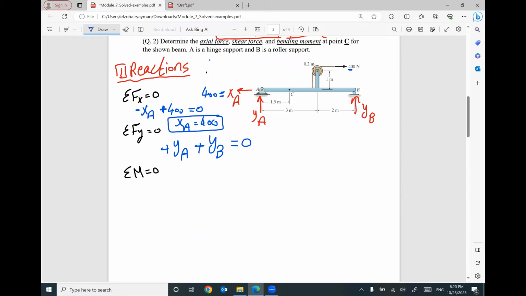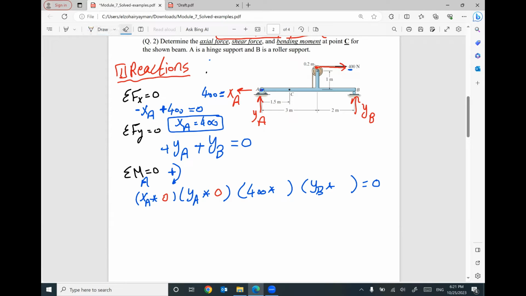Summation of moment at any point equals 0. I'm going to take moment at A, the point with the highest number of reactions. I'm going to assume clockwise rotation is positive. Include everything: XA times distance, YA times distance, 400 times distance, YB times distance equals 0. Be careful. The distance between XA and A is 0. The distance between YA and A is 0. Can anybody tell me what is the distance between the 400 and A?